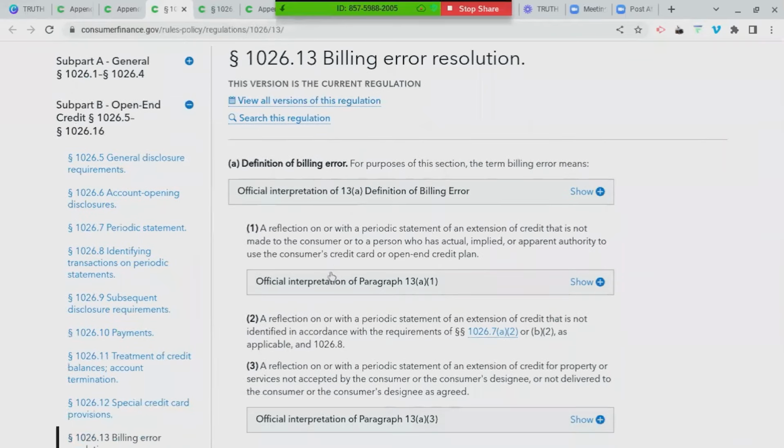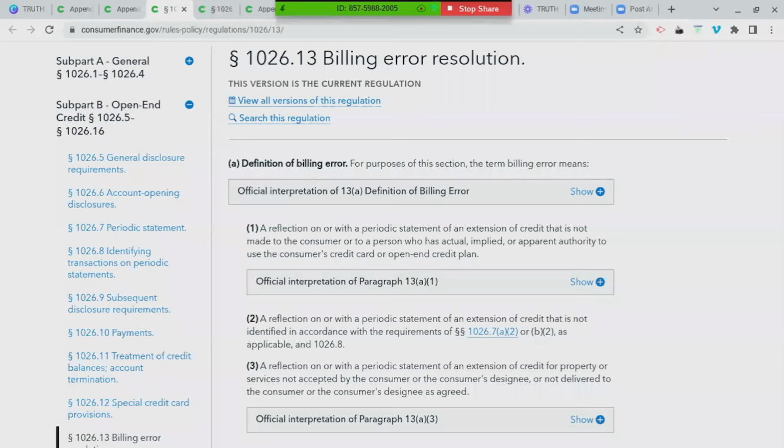So with the billing error resolution, a creditor shall be mailing you or delivering you written acknowledgement within 30 days of them receiving a billing error notice from you, unless that creditor has complied with the appropriate resolution procedures within the 30-day period. So unless they're resolving your billing error in 30 days, they should be sending you written acknowledgement within 30 days of receiving the billing error notice. If they're not sending you a written acknowledgement in 30 days, or if they haven't resolved it in 30 days, either of the two, then they are in direct violation of 1026.13 billing error resolution.